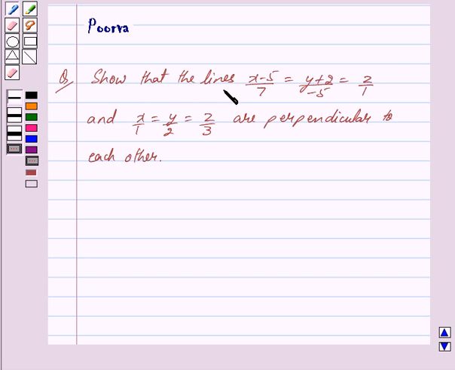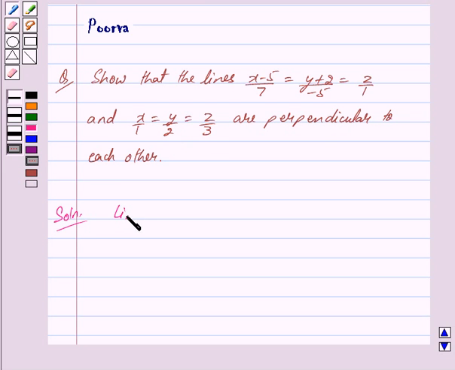Show that the lines (x − 5)/7 = (y + 2)/(−5) = z/1 and x/1 = y/2 = z/3 are perpendicular to each other. Let us begin with the solution now.